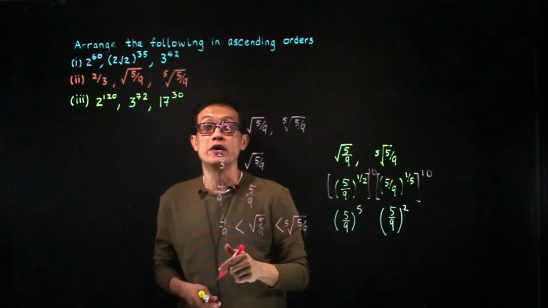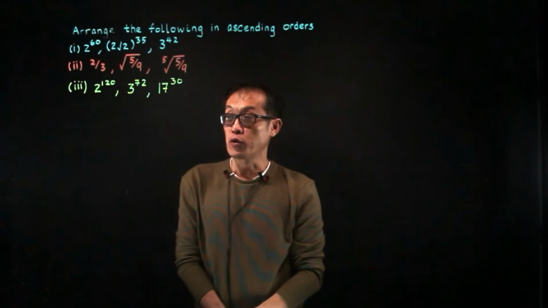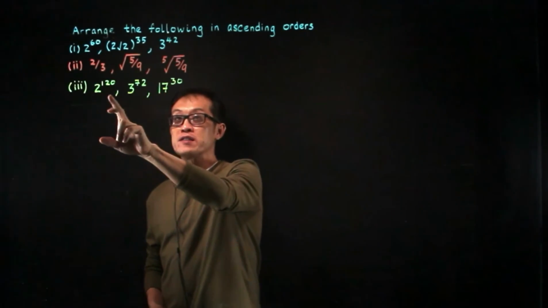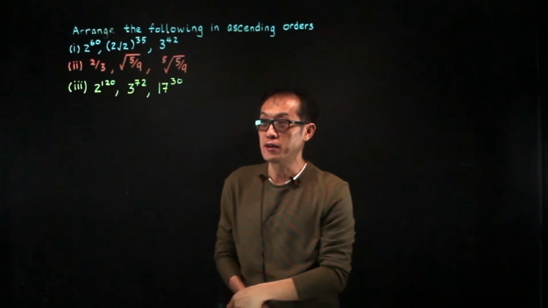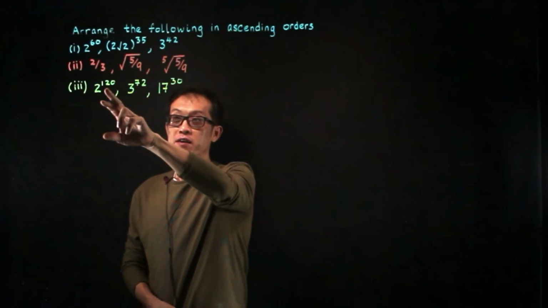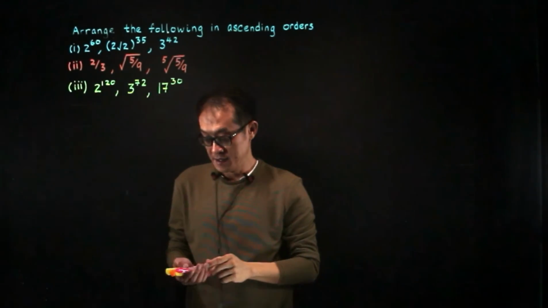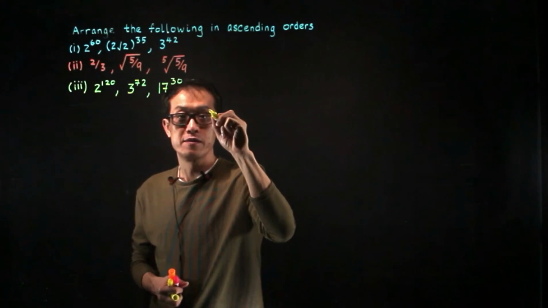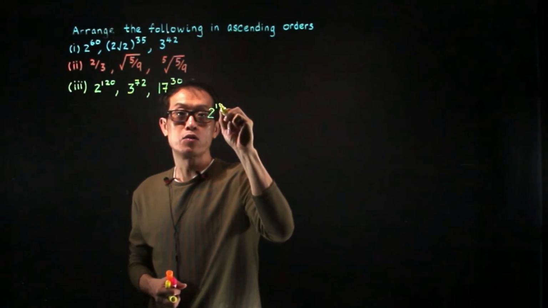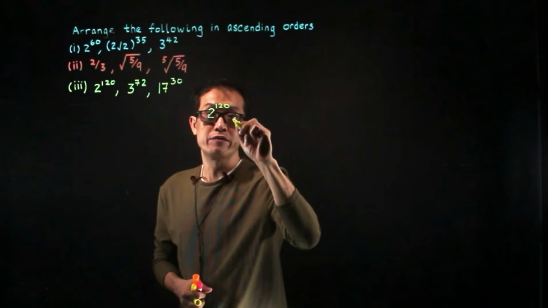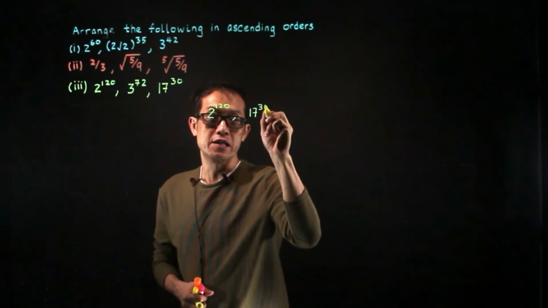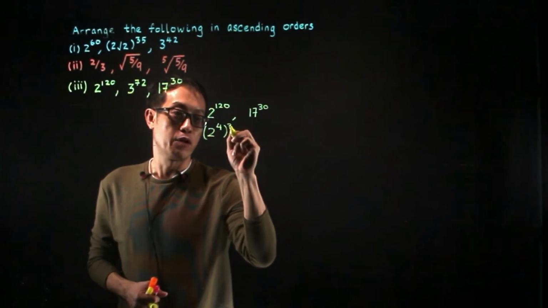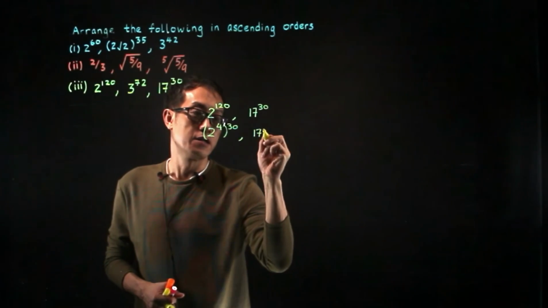We have come to the last part of the question. Now, let us compare these two first. The reason why I want to compare these two is because they have a common factor of 30 for the power. So perhaps let me just copy down. So you have 2 to the power of 120 compare with 17 to the power of 30. So this one I will be left with 2 to the power of 4 to the power of 30. This is 17 to the power of 30.